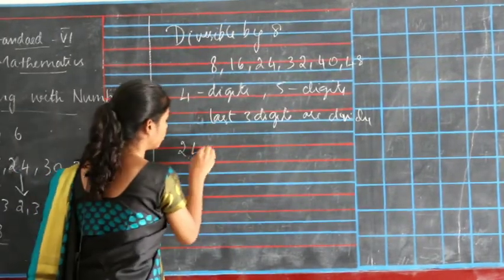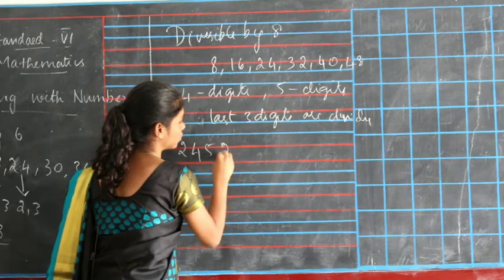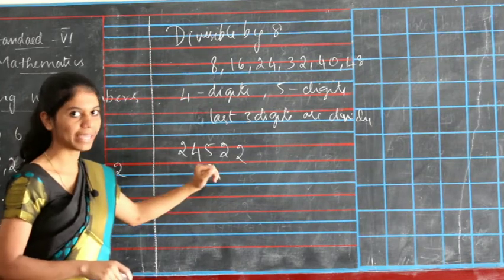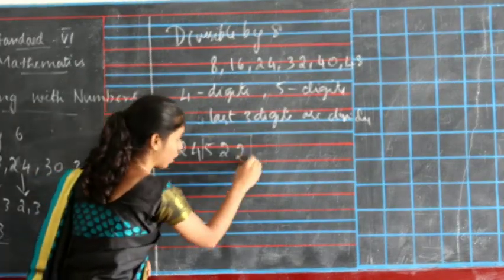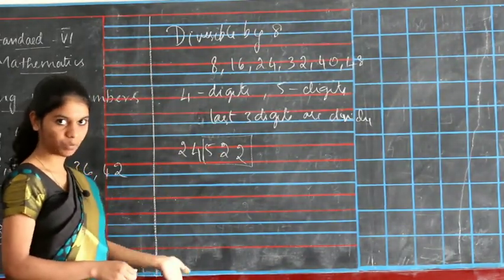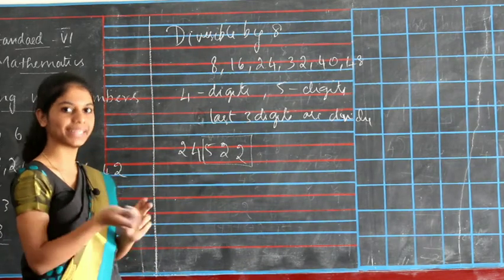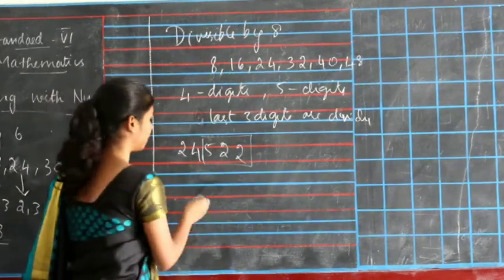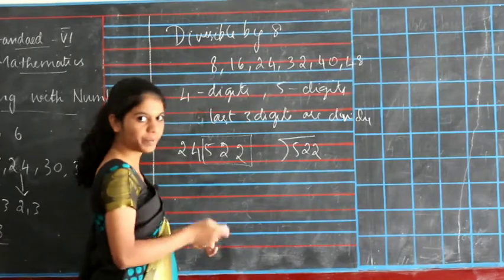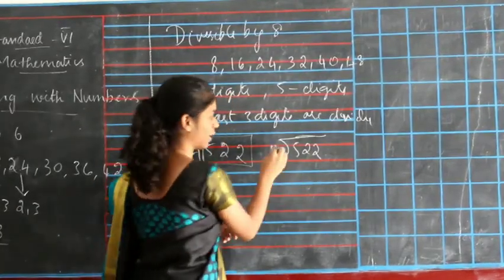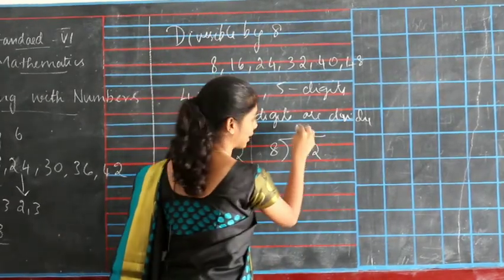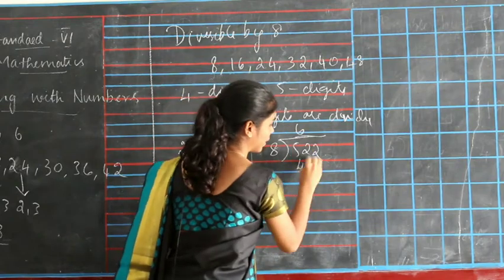Okay, 24522. In order to find whether this number is divisible by 8 or not, first we'll take the last 3 digits and find out whether they are divided by 8 or not, and then we'll divide the whole number and check whether the theory is right or wrong. So first 522, the last 3 digits should be checked by normal division. Okay, so 8 ones are 8, 8 twos are 16, 8 threes are 24, 8 fours are 32, 8 fives are 40, 8 sixes are 48.